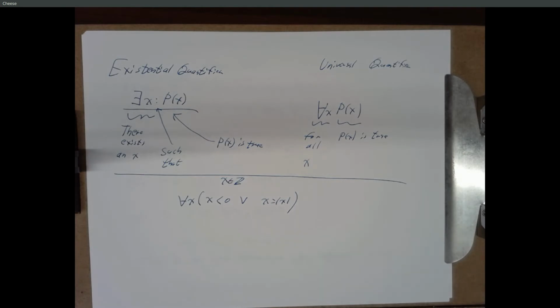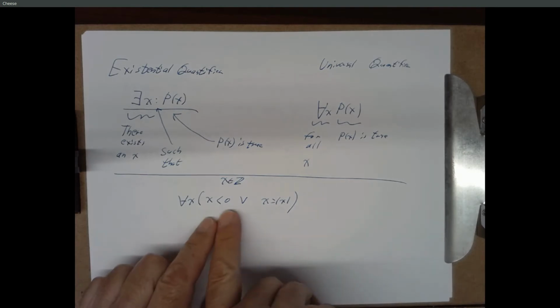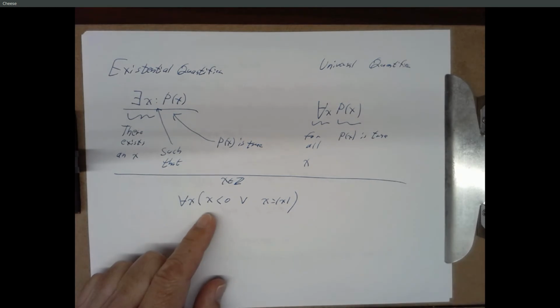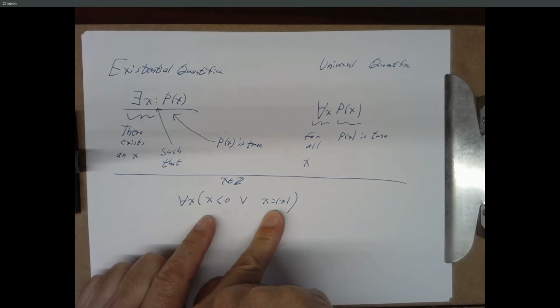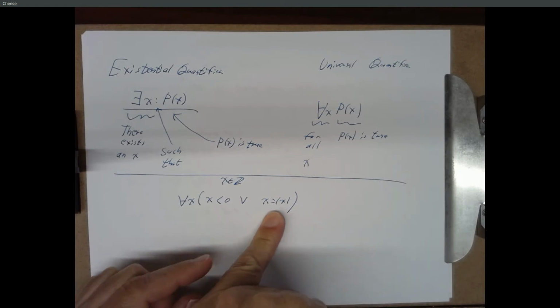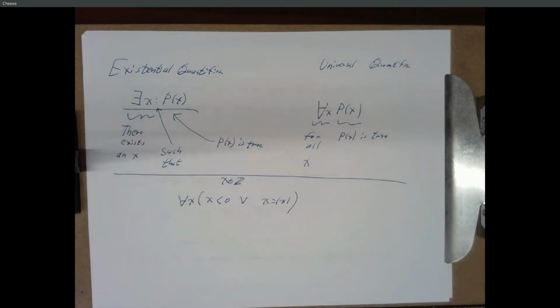Because the nature of absolute value applied to integers is that if the number is less than 0, it'll be negative x. If the number is not less than 0, absolute value doesn't change the value. If it's 0, the absolute value is 0. If it's positive, the absolute value is just the number. So yes, for all x, either x is negative or it's equal to its absolute value.